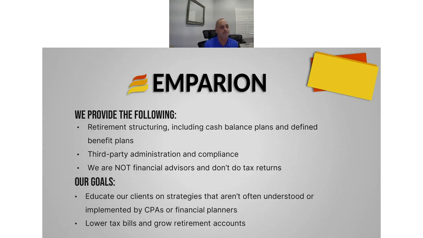But mostly at Empyrean, we do retirement structuring, cash balance plans, defined benefit plans. We do third-party administration and compliance, but we do not do financial management. We are not financial advisors, and we don't do tax returns. But our main goal is to advise clients on how these plans work, and also work a lot with CPAs and financial advisors so we can advise them on how they can structure these plans to make sure that they work for their clients.